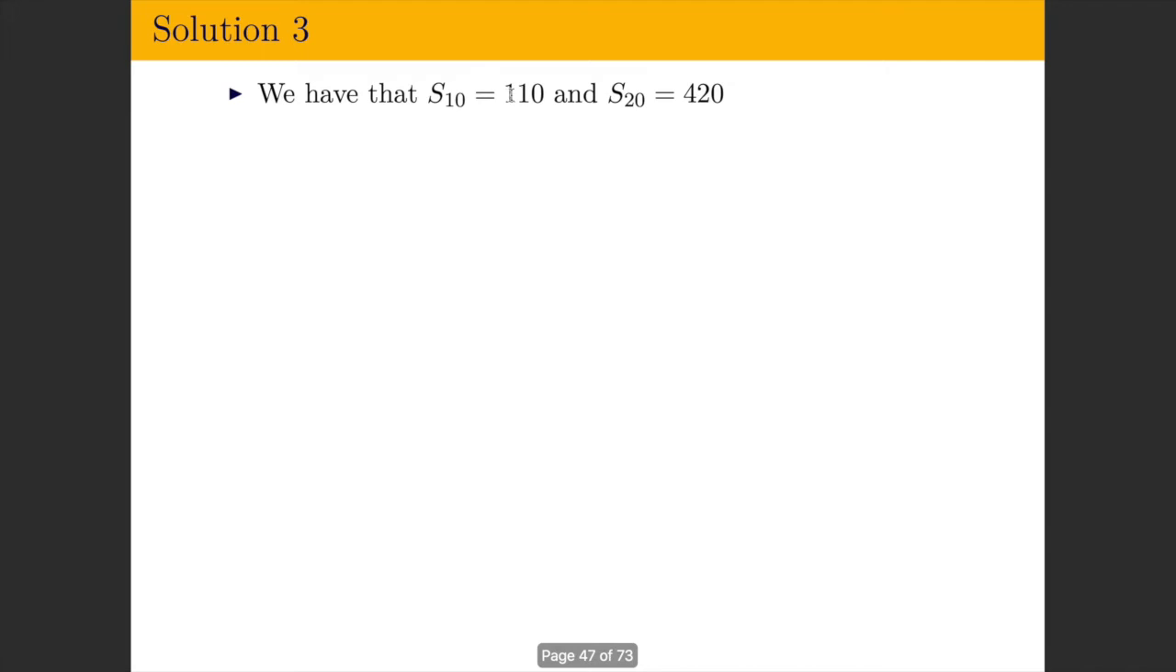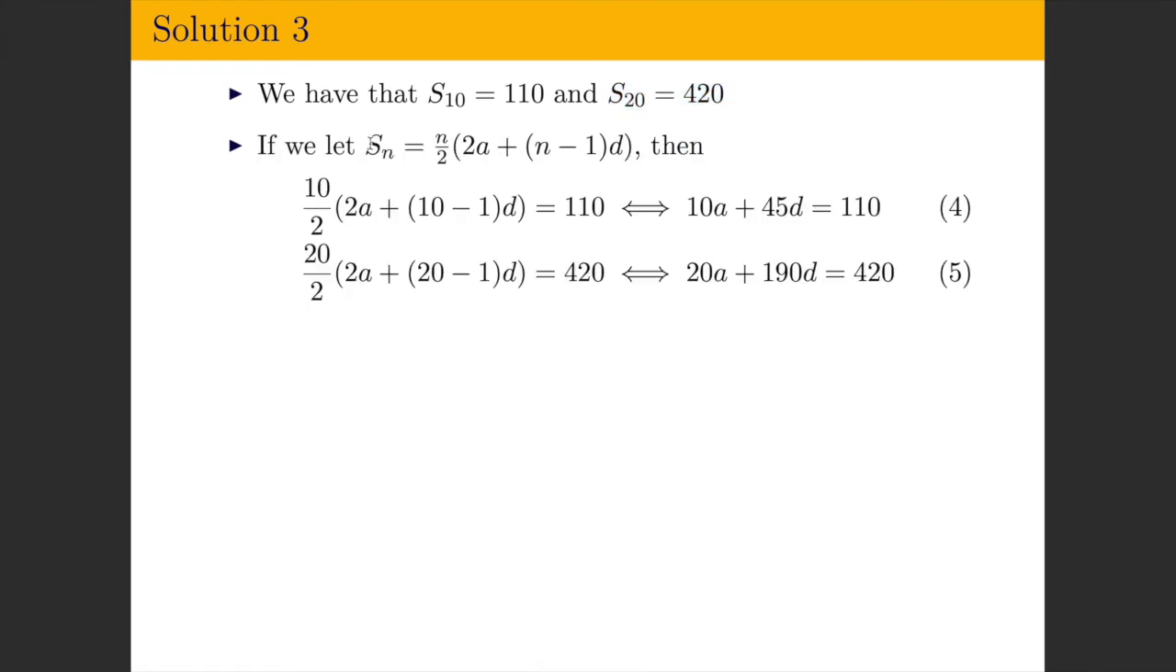So let's do that. Again, we're told that the sum of the first 10 terms is 110 and the sum of the first 20 terms is 420. So we're going to let Sn equal that formula that we came across before, and then substitute in these 2 pieces of information. Here S10 is 110, so we substitute in n equals 10 in our formula and 110 on the other side.